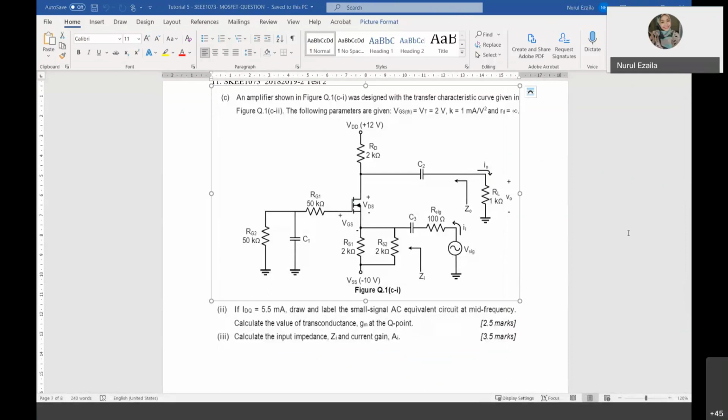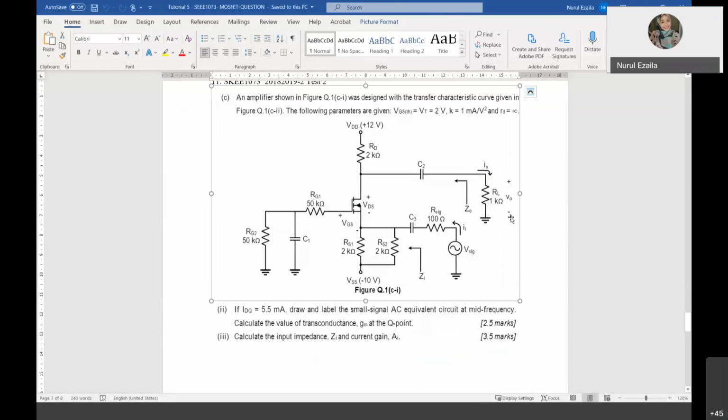Someone asked me, do we need to draw the AC equivalent circuit for high frequency twice, before and after the Miller theorem? No need. Just draw one after the Miller theorem. Just draw once only.